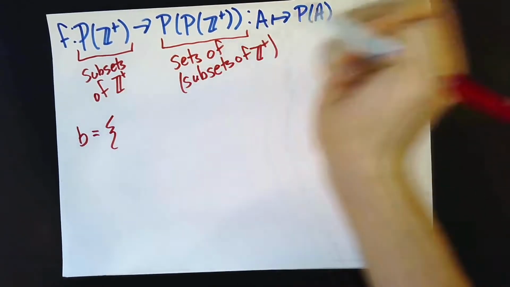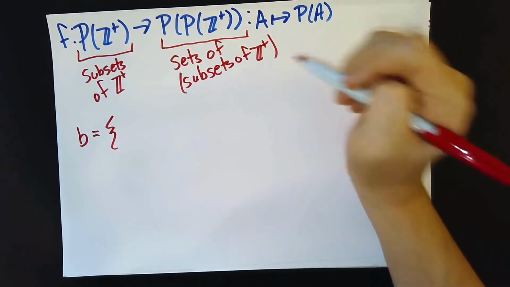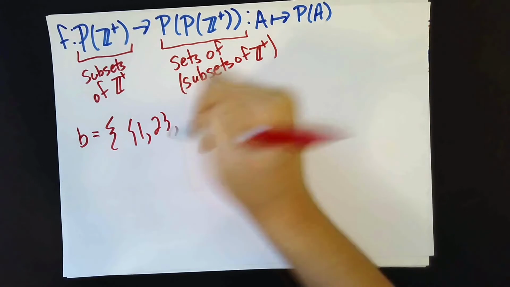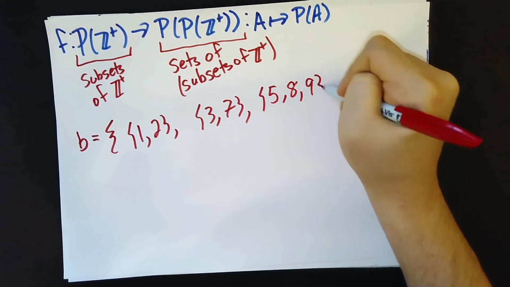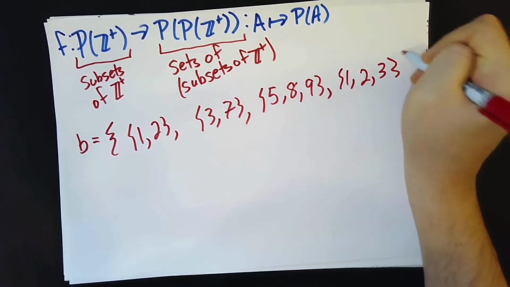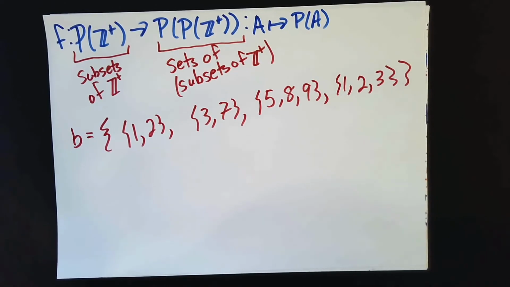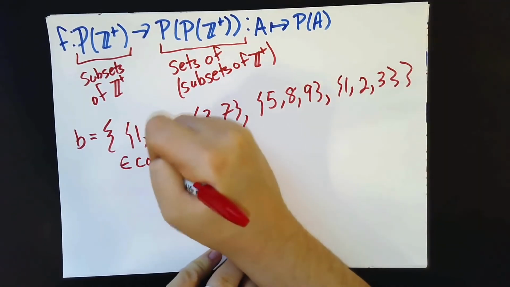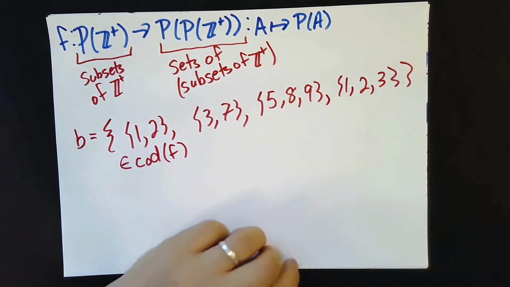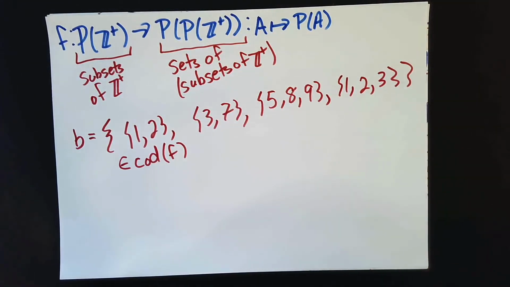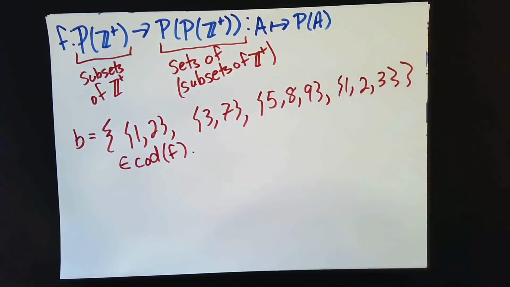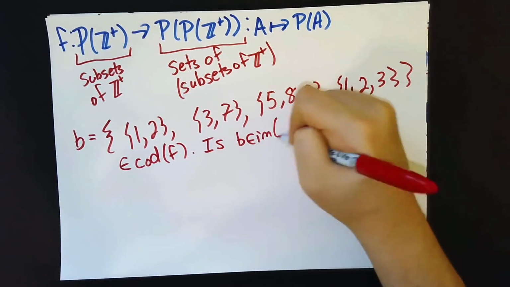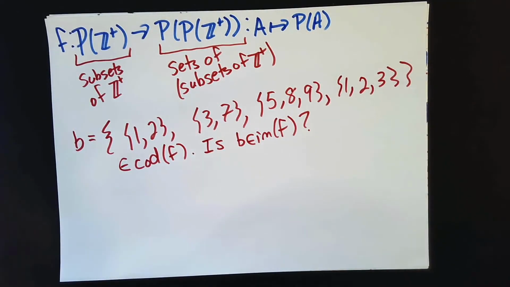So in this case, what are some sets of positive integers. Well, I could take {1, 2, 3}, {7}, and {5, 8, 9}. And let's throw in {1, 2, 3} as well. All I did here was pick a really random-looking element of the codomain. And so what I'm encouraging you to do, when you have no idea whether the answer is going to be that this thing is onto or not onto or whatever, is just write down some random element of the codomain and ask yourself, is this element in the image? And so I'll ask you, is this random set that I've written down in the image?